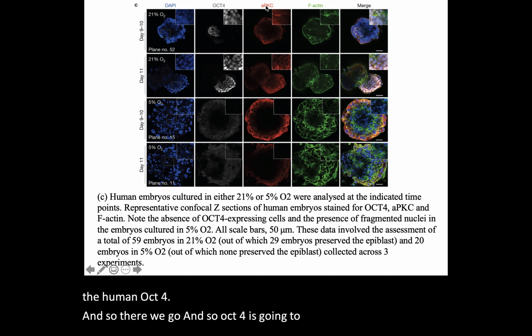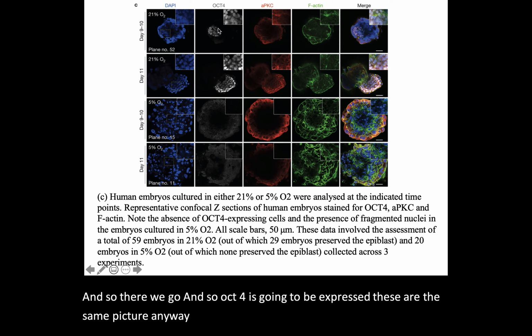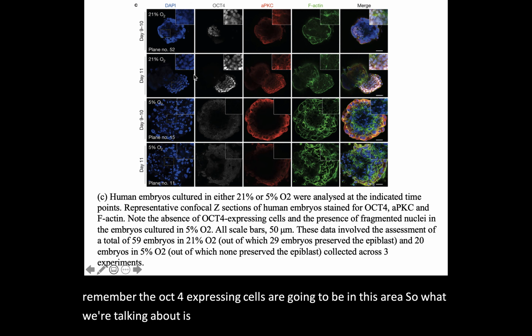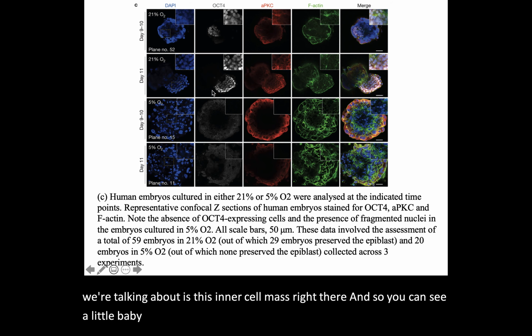These are the same picture anyway, and so when you see things in different areas, that means it's different cells that are expressing. So the little white box here is showing you the extent of the OCT4 expressing cells. And so you'll remember the OCT4 expressing cells are going to be in this area. So what we're talking about is this inner cell mass right there. And so you can see a little baby human inner cell mass.